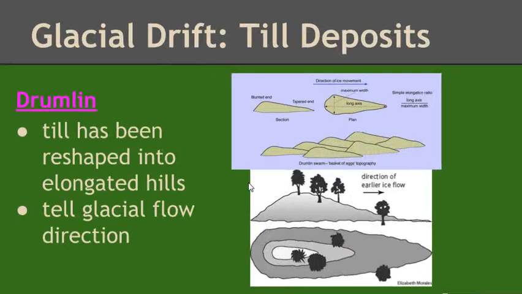The other one is called a drumlin. A drumlin is a hill that's been reshaped into elongated hills. So you have to imagine it this way, that you've got this till or this material, and as the glacier was flowing, basically what it did is it smeared this hill out. You can see it here. You had a hill, and then the glacier came along and smears it out. And it's basically pointing you in the direction that the glacier was flowing. So this glacier was moving in this picture to the right.